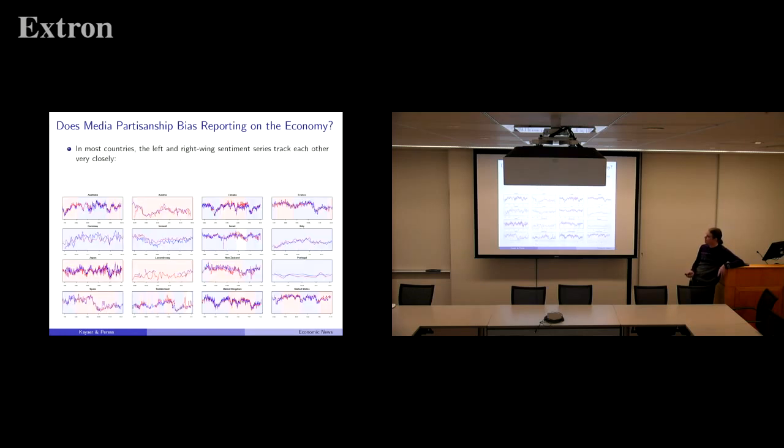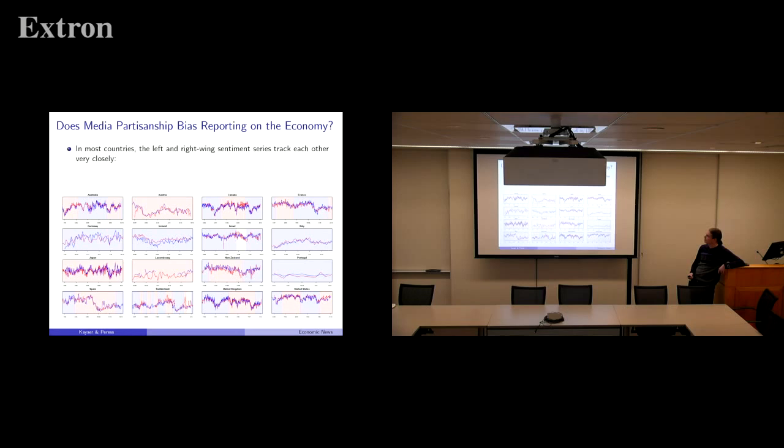So this is what the actual series looks like. This is for each country. The red line is the left-wing paper, the blue line is the right-wing paper. And then in the background, the colors, blue would mean a right-wing government, red would mean a left-wing government. I wouldn't even bother looking at the colors for the backgrounds, just because the lines are so close to each other that it's hard to look at those lines and say that there is much bias.